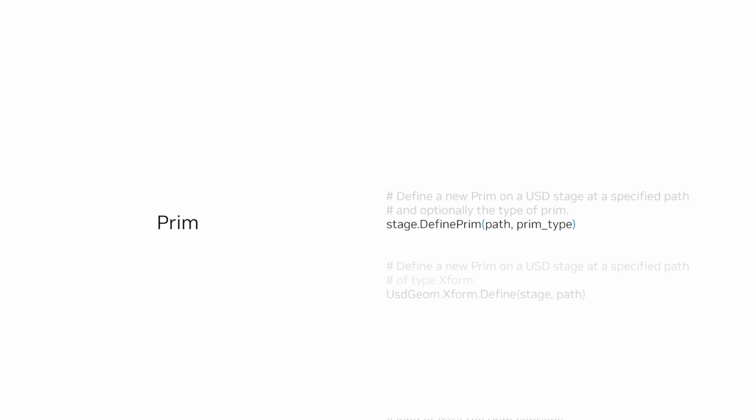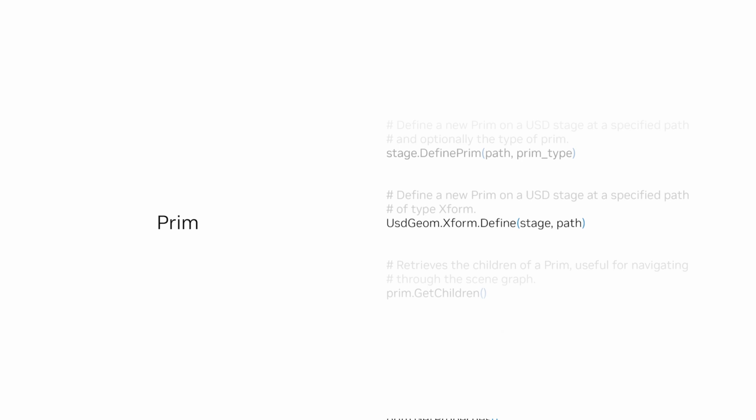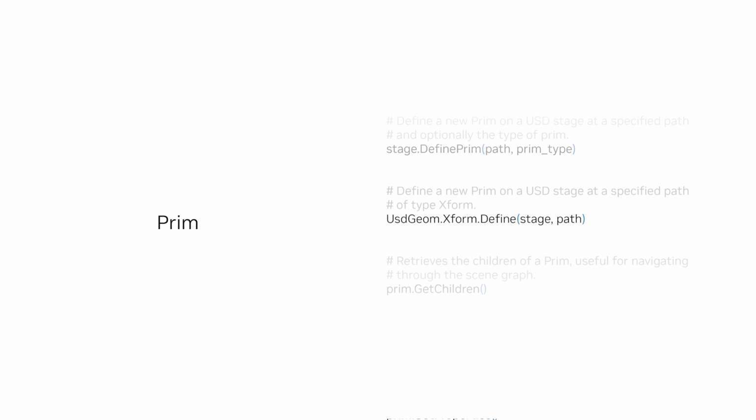In Python, working with prims involves several commands using the USD Python API. This generic USD API command is used to define a new prim on a USD stage at a specified path and optionally the type of prim. This command, specific to the UsdGeom schema, is used to define a new prim on a USD stage at a specified path of type Xform.